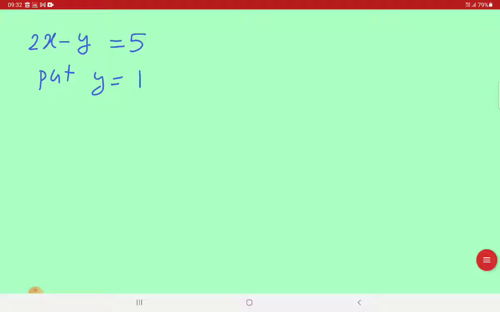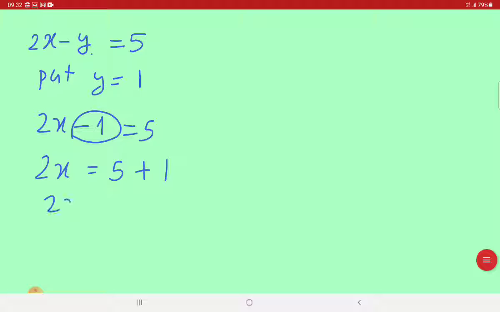Then 2x minus y, where y is 1. 2x minus 1 equal to 5. So 2x equal to 5 minus 1 becomes plus 1. So 2x is equal to 6, x equal to 3. So one solution, x equal to 3, y equal to 1.